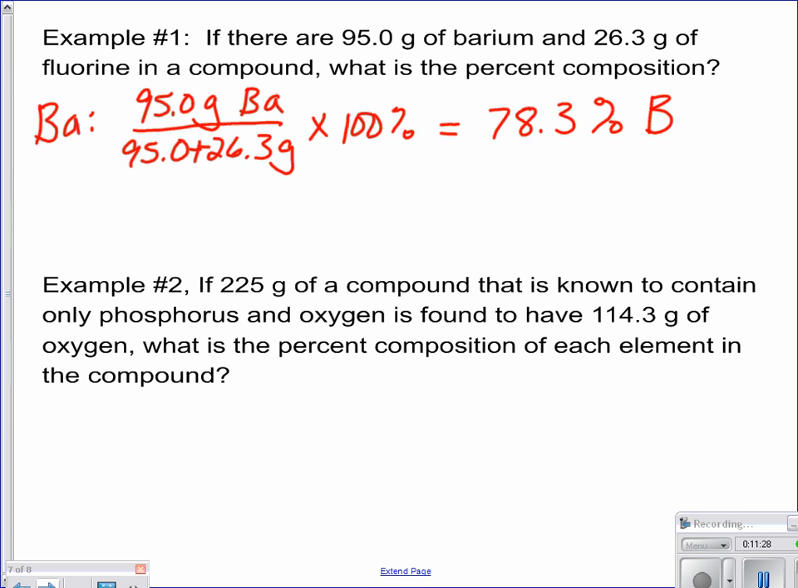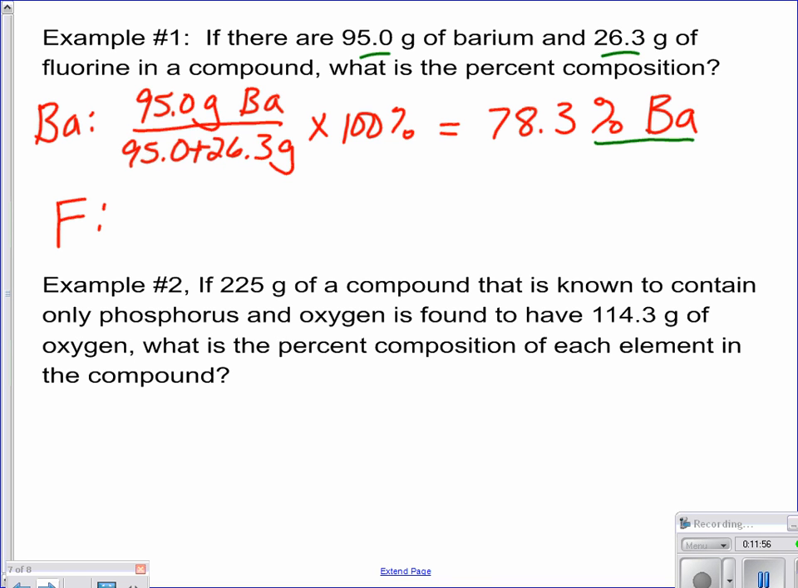78.3% barium. Now, what is pretty important is to make sure you write that it's for the barium that we just did that. In your answer, we should see what type of compound or what type of element that is for. Also, we've got 3 sig figs in our given, so let's go ahead and round our answer to 3 sig figs. For the other element, which is fluorine, there are a couple different ways you can do this.